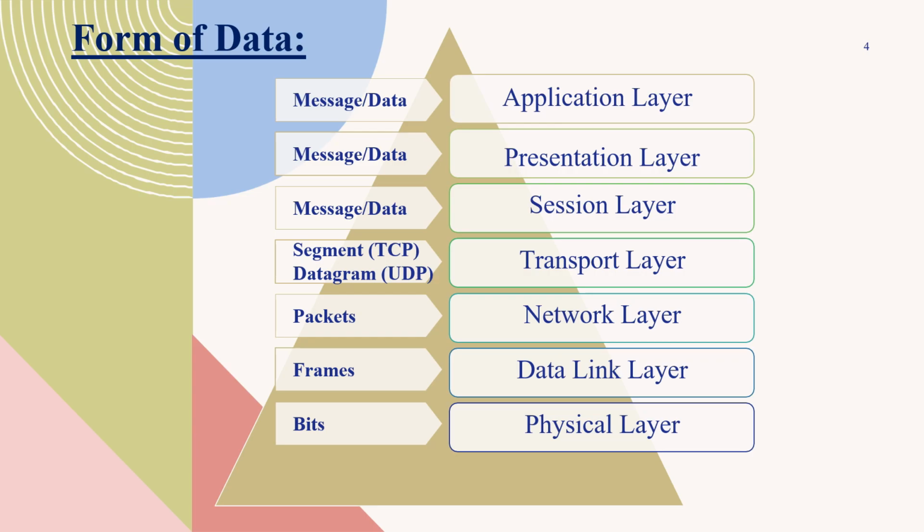Forms of data at each layer. Physical layer, bits. Data link layer, frames. Network layer, packets. Transport layer, segments in the case of TCP or datagrams in the case of UDP. Session layer, message or data. Presentation layer, message or data. Application layer, message or data.